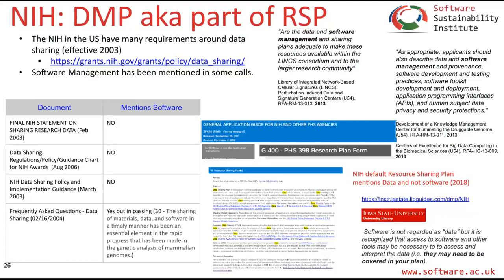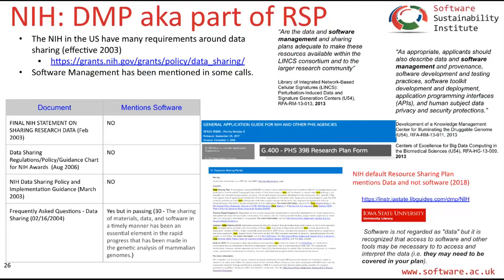Applicants also describe data and software management and provenance, software development and testing practices, software toolkit development and deployment, application programming interfaces, and human subject data privacy and security protection. So quite wide-ranging in terms of data privacy and software aspects were required.